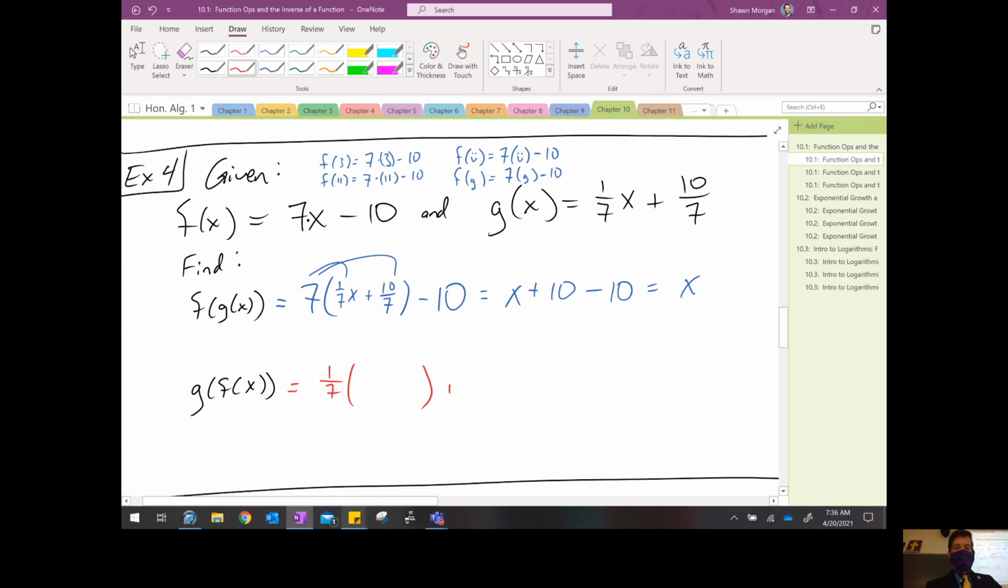All right, so hold on. The function g says whatever's in the parentheses right here, we're going to say 1/7 times that, and then add 10/7. And so you've told me that f is in the parentheses right there. So what do we got? 1/7 times, very good, the quantity 7x minus 10.